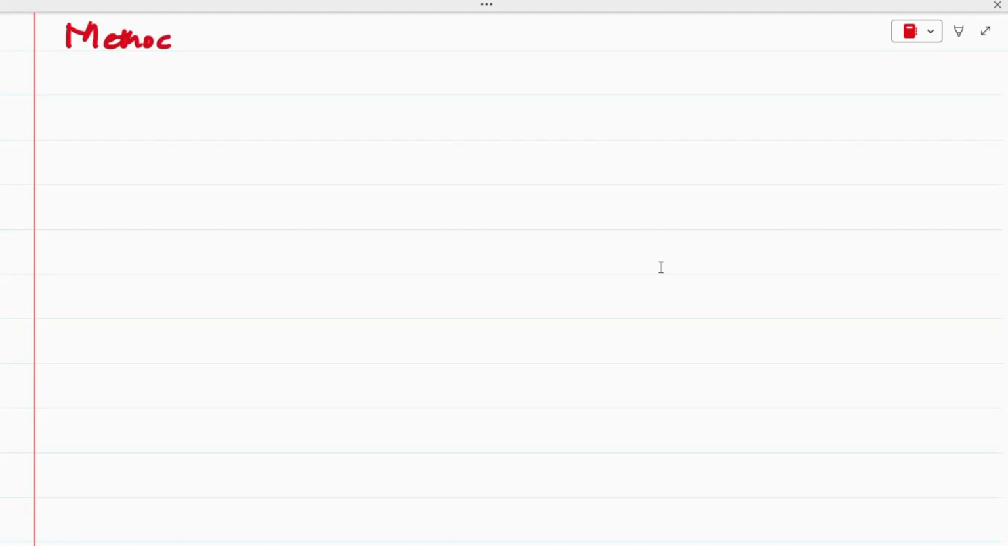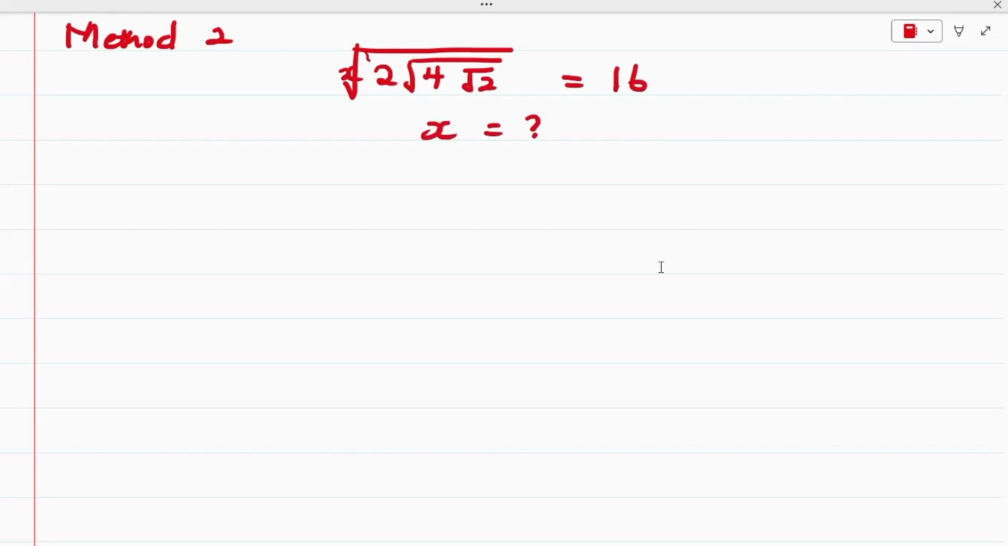So right here guys, for method 2, we have the question to be the x root of 2 into the square root of 4 into the square root of 2, and this is equal to 16, and we are to solve for x. Alright guys, but you want to know that if we have the root of a, this is equal to a raised to the power of 1 over 2, and also we know that 4 can be expressed as 2 raised to the power of 2.